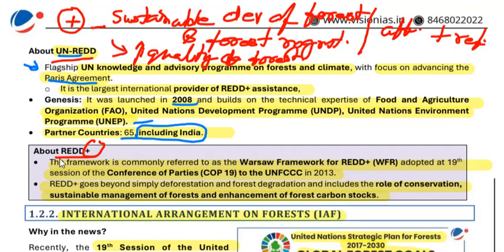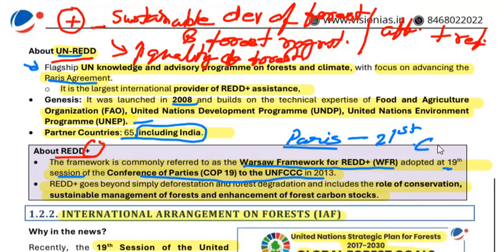This is about REDD plus. The framework is commonly referred to as the Warsaw Framework for REDD plus, adopted in the 19th session of the Conference of Parties, UNFCCC, 2013. You know that 2013 is the 19th. When was the Paris Agreement done? We will see about the Paris Climate Summit. This was the 21st COP.